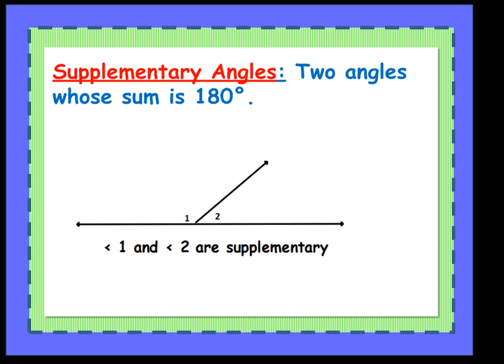Alright, now we're on to supplementary angles. These are the exact same thing. This is the exact same process as complementary angles, except the two angles now equal 180. So before, they equaled some shape that looked kind of like this right here. Well, now you have a straight line.